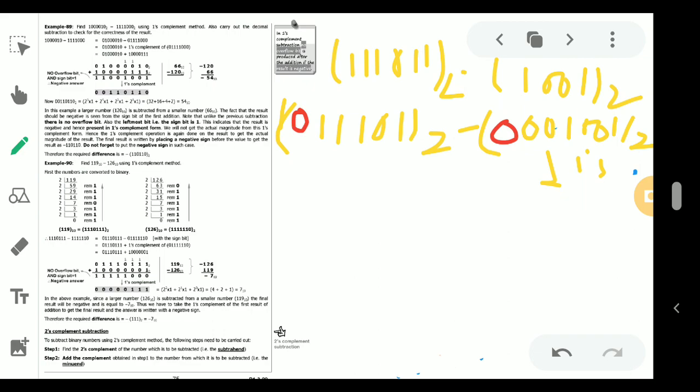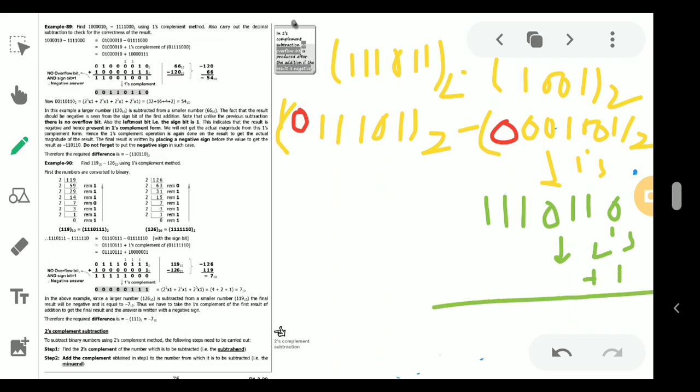So the result I am getting is 1110110. Now we have to find out the 2's complement of the number. So how to do it? Whatever 1's complement value I am getting, I have to add 1 to it. So if you add, it will become 1110111. So this becomes the 2's complement of the second number.